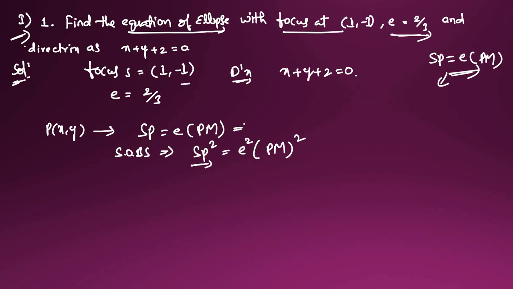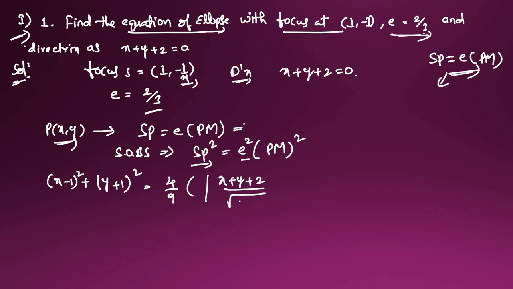SP is the distance between these two points. S is (1, -1) and P is (x, y). So SP square is equal to (x minus 1) whole square plus (y plus 1) whole square, because minus into minus becomes plus. That is equal to e square, where e is 2 by 3, so 2 by 3 whole square is 4 by 9, into PM square. PM is the perpendicular distance to the directrix, so we take (x plus y plus 2) divided by under root of 1 plus 1, whole square.